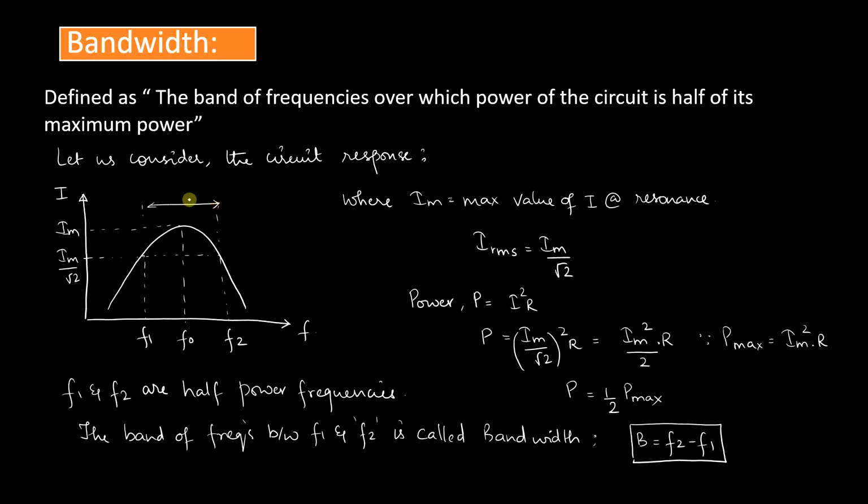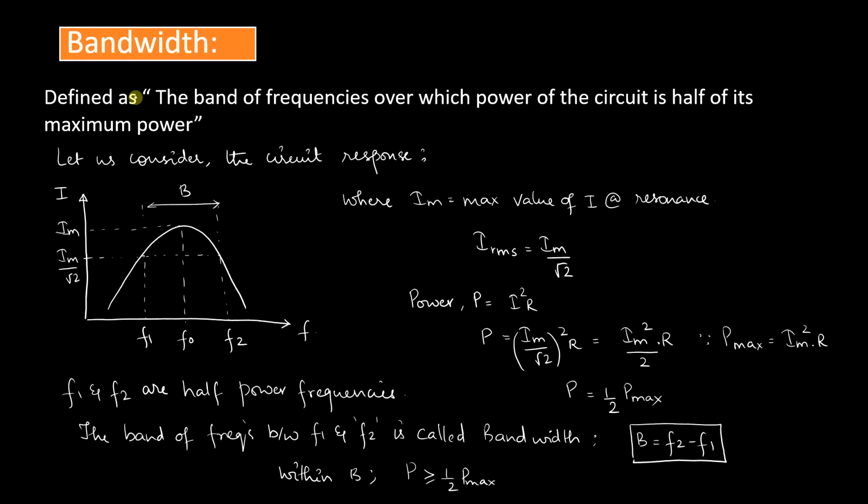This is bandwidth B. Within this range between F1 and F2, the output power of this circuit will be more than half of its maximum power. So within the band B, you will have the power greater than or equal to half of its maximum power. It is only at these half power frequencies that you obtain the power equal to half of its maximum power. Within the band, it is greater than or equal to half of its maximum power.